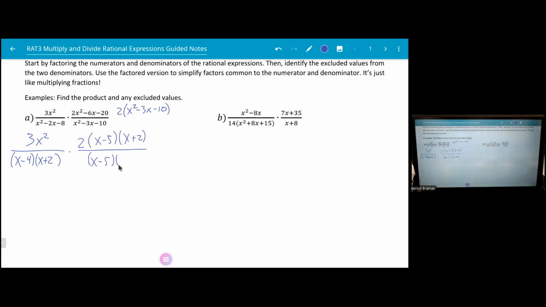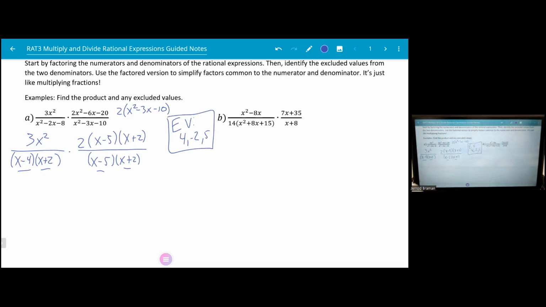Okay, interesting. So let's take a look at what we got right now. We factored everything. That was step 1. Factor everything. That's why it says start by factoring. Then identify excluded values. My excluded values in this case: positive 4, negative 2, 5, and negative 2. I've already got that. Those are my 3 excluded values.